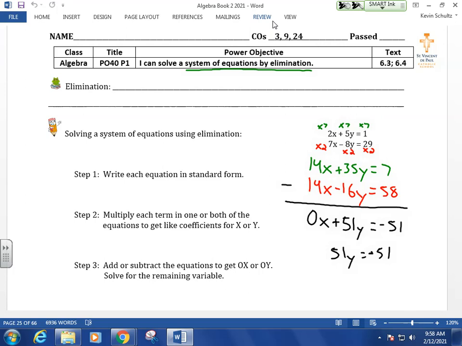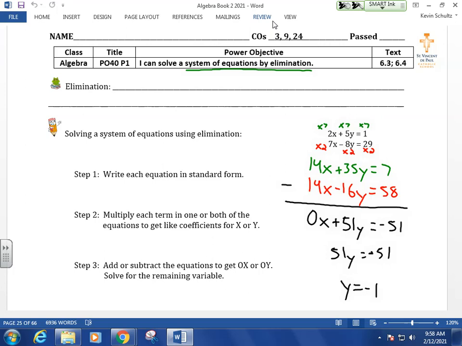Okay? But now here, what's our value for y? 51 times y equals negative 51. Y equals negative 1. Right? Divide both sides by 51, and we get y equals negative 1.